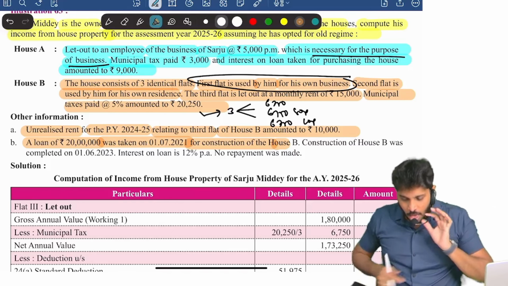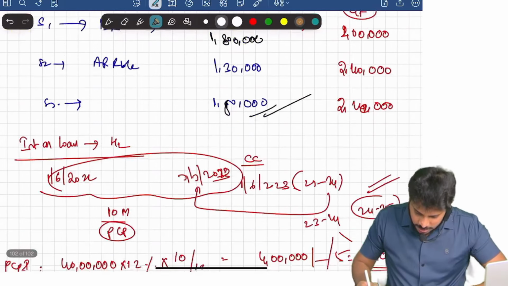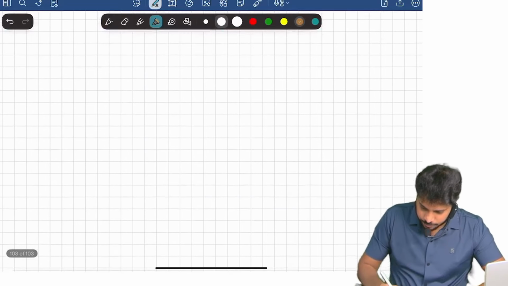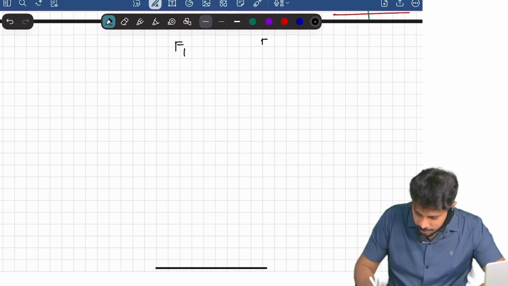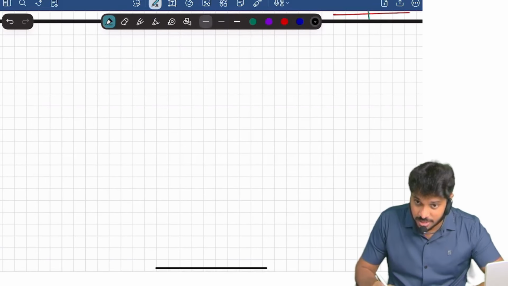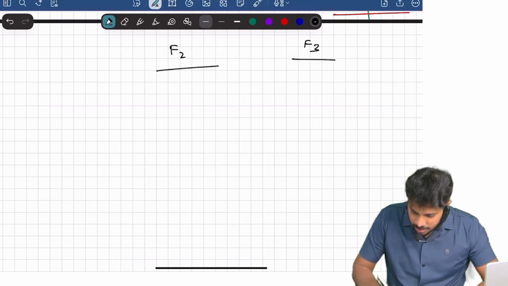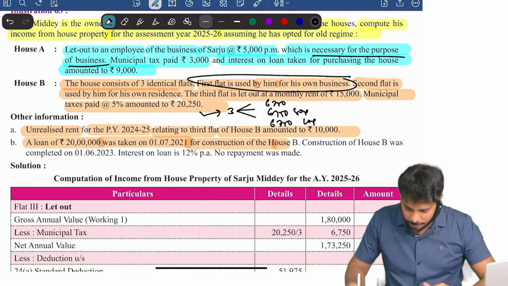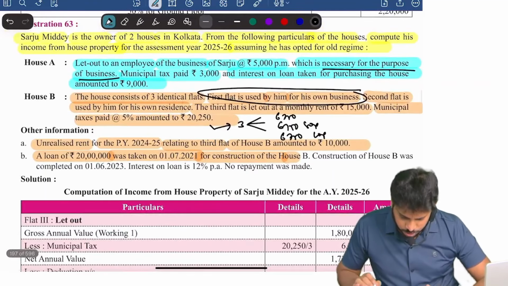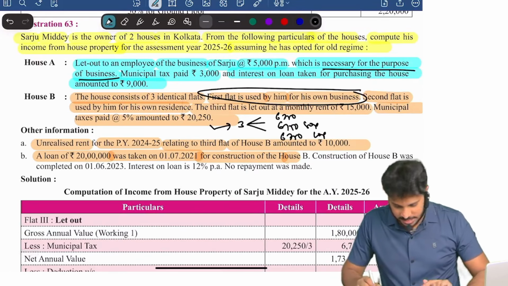Understood? So now directly only for house B. House B, flat number 1, not even flat number 1, because flat number 1 is PGBP. Flat number 2, flat number 3: flat number 2 is self-occupied property, flat number 3 is let out property. Very good questions actually. Okay, second flat, correct.